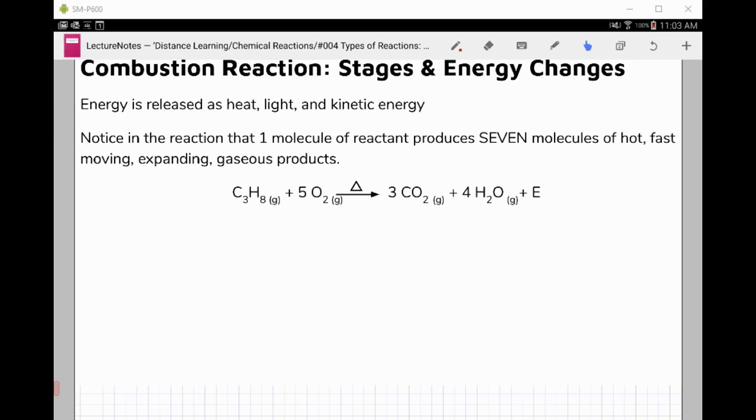And the yellow light itself in a wood fire is actually from heated up carbon atoms that aren't being completely burned.